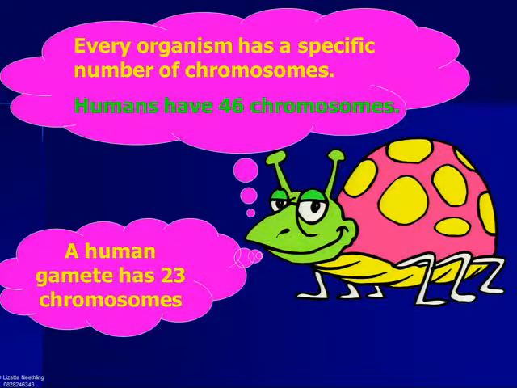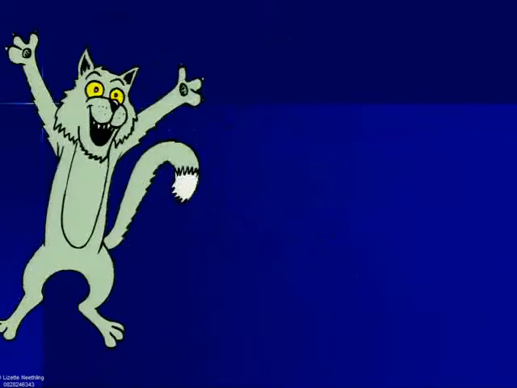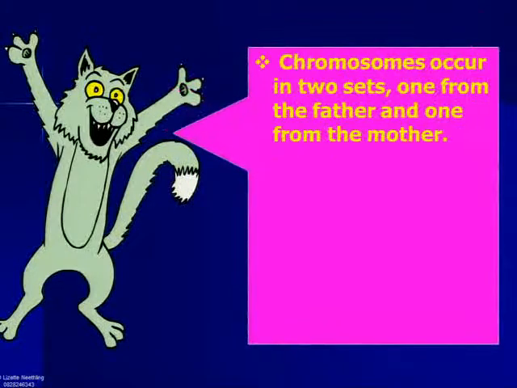Now, each organism on Earth has its own specific number of chromosomes, each species. And for humans, we have 46 chromosomes. In other words, 23 pairs. Now, because gametes are haploid and not diploid, they have half a set of chromosomes. They have only 23 chromosomes. The chromosomes are in two sets. You receive one set from your father, and you receive another set from your mother.